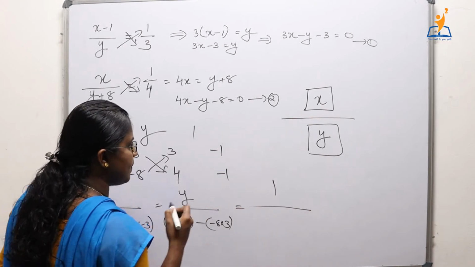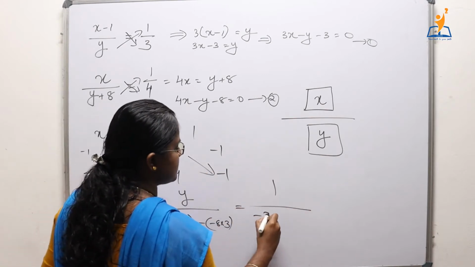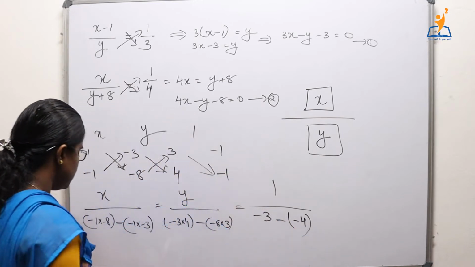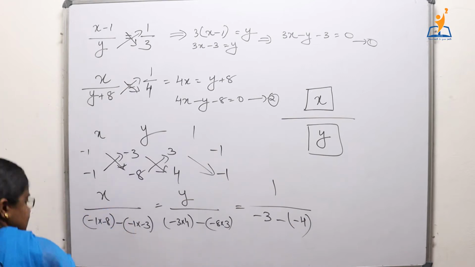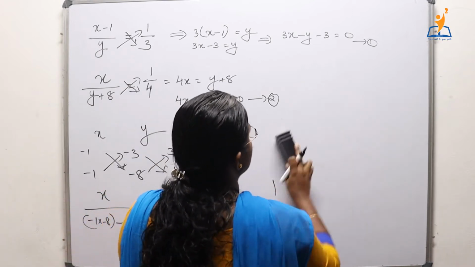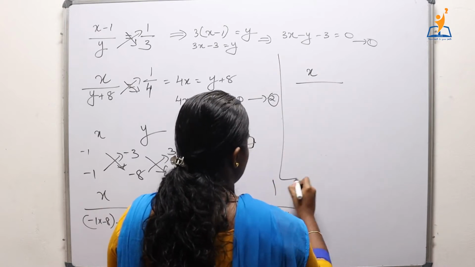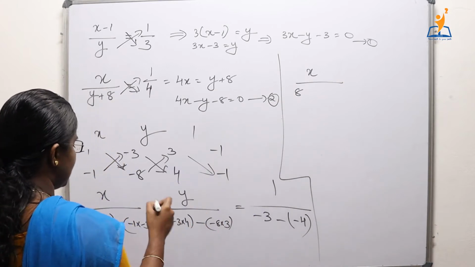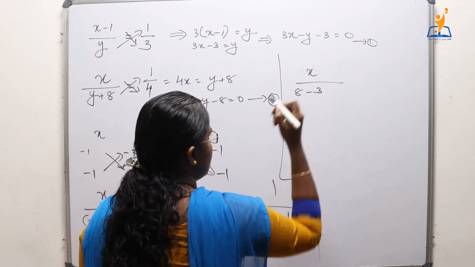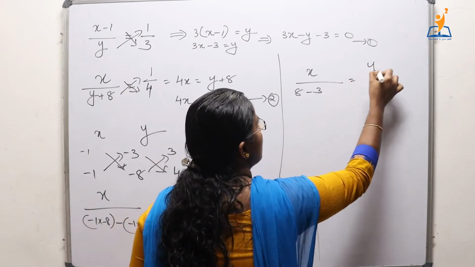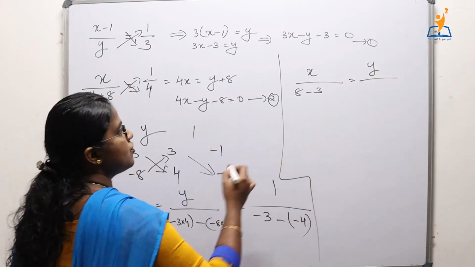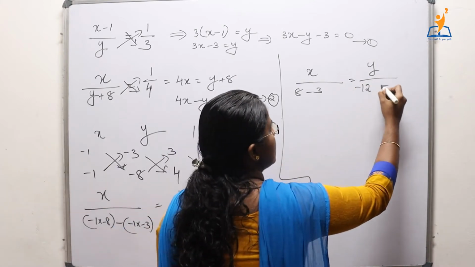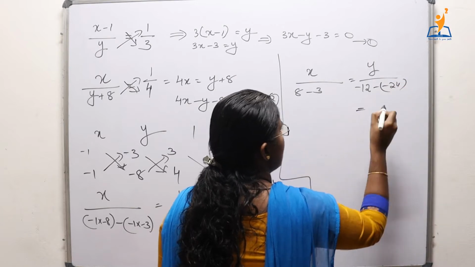which is equal to 1 by 3 into -1 is -3 minus 4 into -1 is -4. So we will get it like this, that is x by -1 into -8 is 8 minus (-1 into -3) is 3. So 8 minus 3 equal to y by -3 into 4 is -12 minus (-8 into 3) is -24. So this is y by something.